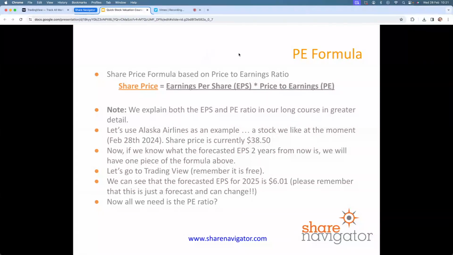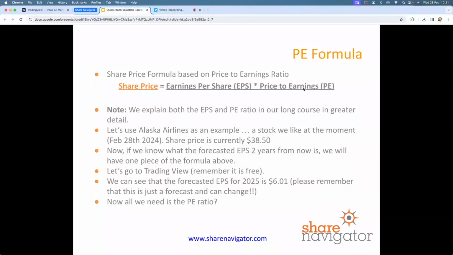So we're now going to look at this PE formula. And again, I'll reiterate, we explain earnings per share and PE ratio in much greater detail in our long course, and this is a short course. So the share price formula is simply the earnings per share, so that's basically the profits of a company in a given year divided by the amount of shares outstanding. So basically, it's the earnings per every one share multiplied by this price to earnings ratio.